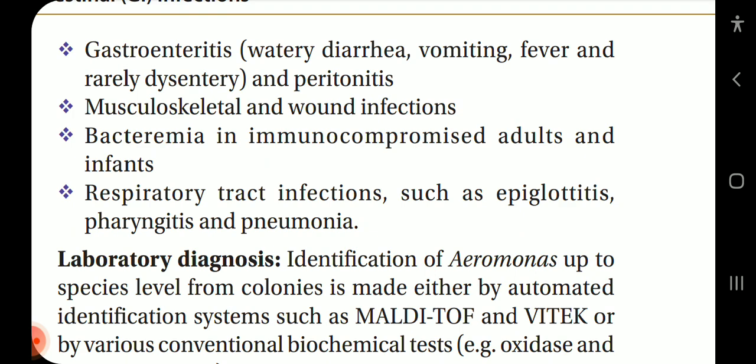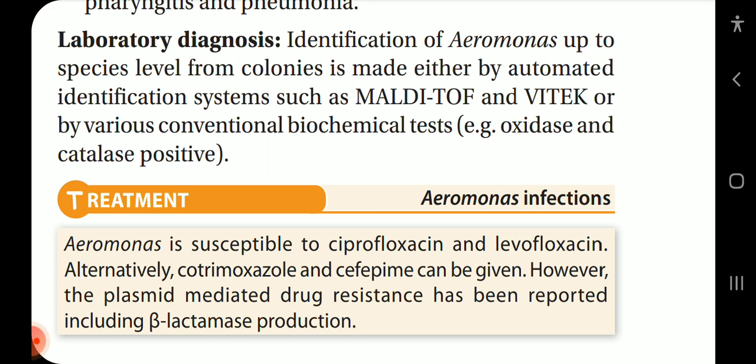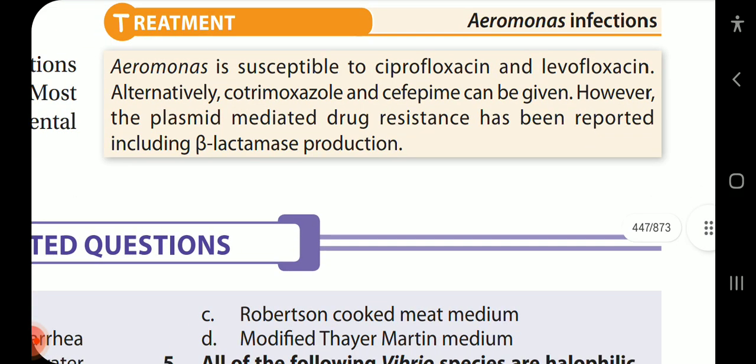respiratory tract infections such as epiglottitis, pharyngitis, and pneumonia. Lab diagnosis: identification of Aeromonas up to the species level from colonies is made either by automated identification systems such as MALDI-TOF and Vitek, or by various conventional biochemical tests, for example oxidase and catalase positive. Treatment of Aeromonas infection: Aeromonas is susceptible to ciprofloxacin and levofloxacin. Alternatively, cotrimoxazole and cefepime can be given. However, plasmid mediated drug resistance has been reported, including beta lactamase production.